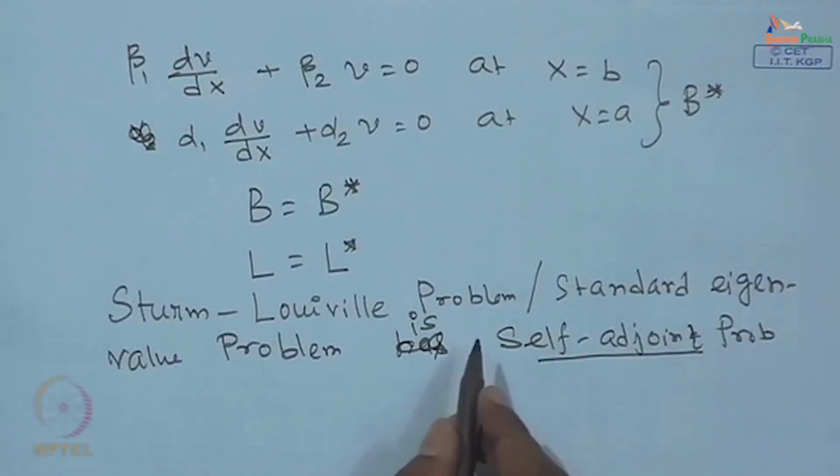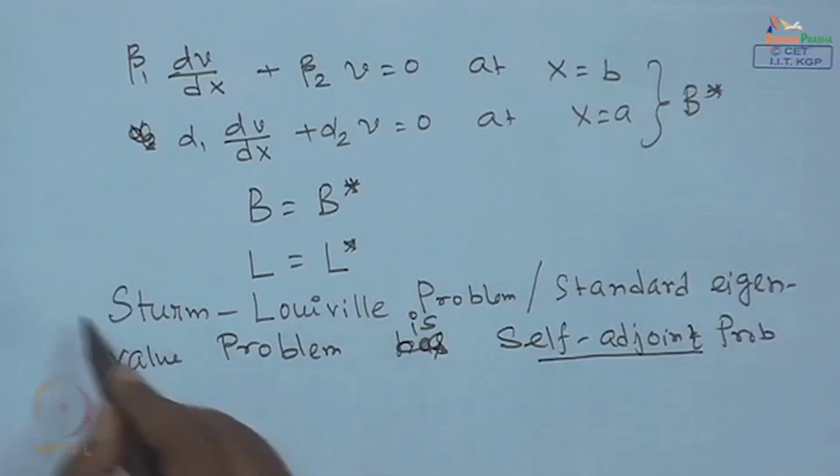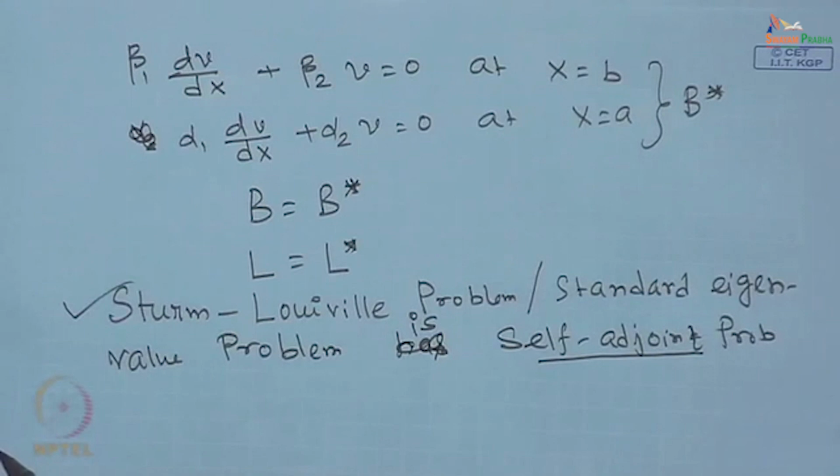So, you will have L equal to L star and B equal to B star, and therefore this proves that the Sturm-Liouville problem, or standard eigenvalue problem, is a self adjoint problem, and the standard eigenvalue operator, or Sturm-Liouville operator, is a self adjoint operator. It does not matter what kind of boundary conditions it has; we have considered the most general Robin mixed boundary condition, from which the Dirichlet and the Neumann conditions are derivable under special conditions. So, in the most general conditions of boundary condition and governing equation, the Sturm-Liouville problem is a self adjoint problem.